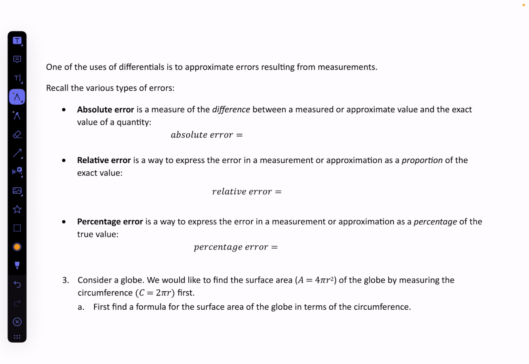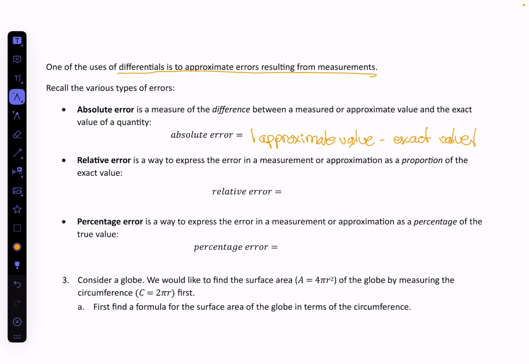So another use of differentials is to approximate errors that result from measurements. Let's recall a few types of errors. First of all, we have an absolute error. This is the measure of the difference between a measured or approximate value and the exact value of a quantity. In other words, the absolute error would be equal to, in magnitude, the approximate value minus the exact value.